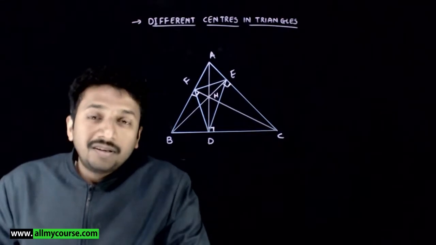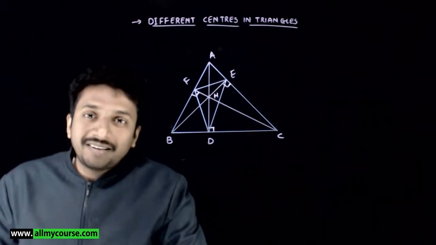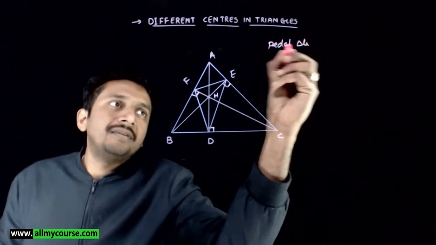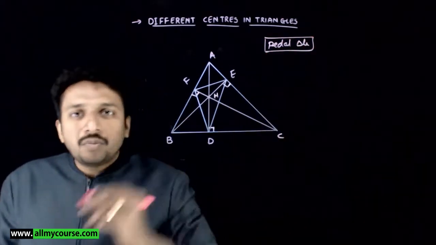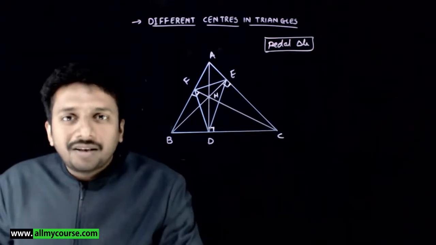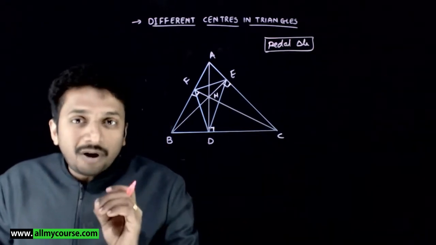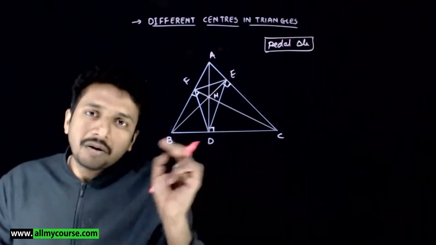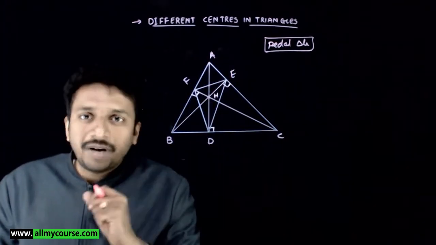So welcome students. In this video, let us look at the topic of pedal triangle. So what is the pedal triangle for a given triangle? The triangle formed from the feet of the perpendiculars from the vertices onto the sides is called a pedal triangle.